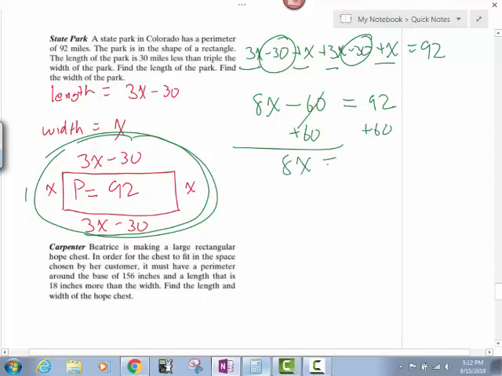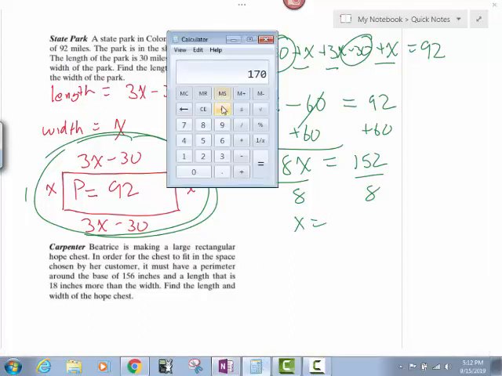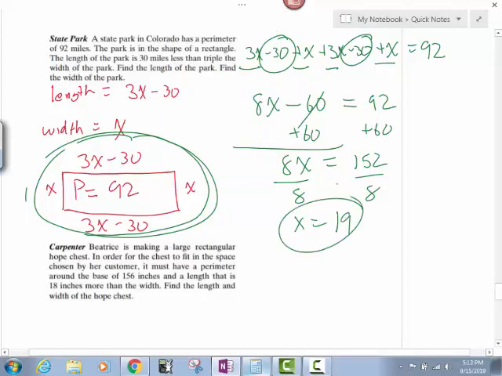So I end up with 8x equals 92 plus 60, which should give me something like 152. And if we divide both sides by the number 8, let me grab my calculator and see what we get. 152 divided by 8, 19. Okay. 19. All right. So let's come back over here. What is 19? The width of the park is 19. And because it's given to me in miles, guys, it's going to stay in miles.